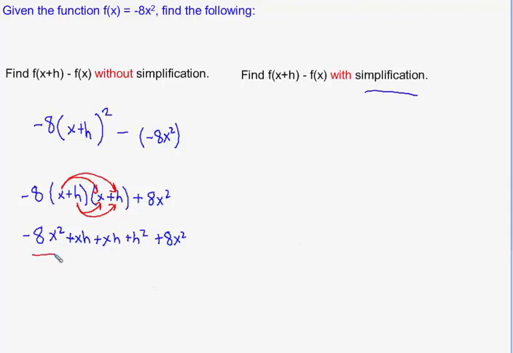Now I have a negative 8x squared and a positive 8x squared. Those cancel, or sum to 0. Also, I have 1xh here and 1xh here, which can be combined as 2xh. And we also have an h squared.